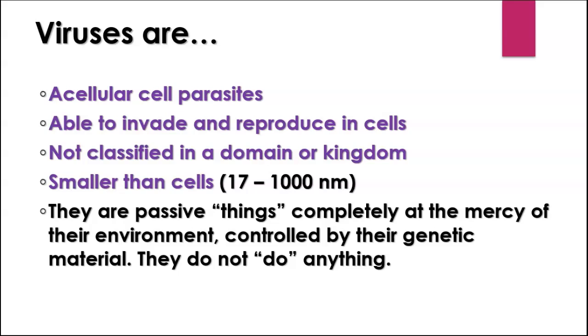They're not classified in a domain or kingdom. There is a classification system for viruses. We'll talk a little bit about that coming up soon. They're very small. They're generally in the range of 17 to 1,000 nanometers in size, a lot smaller than cells. There are a few of the megaviruses that are getting close to being the size of some cells, but we don't see those very much.